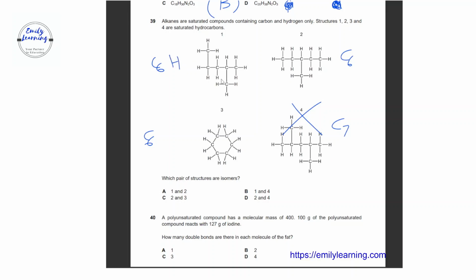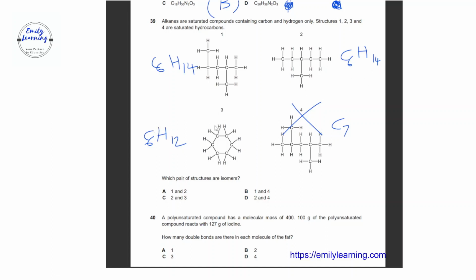A simple trick: if they are a straight chain, do not have any ring structure, and all are single bonds, then the number of hydrogens will be 2n plus 2, where n is the number of carbons. So you just need to follow the alkane formula. So it's 14. Let's count: 1, 2, 3, 4, 5, 6, 7, 8, 9, 10, 11, 12, 13, 14. This one will also be 14, because it's an alkane with 6 carbons and no double bonds. If you count, definitely 14. But when you have a ring structure, there will always be 2 fewer hydrogens than the straight chain.